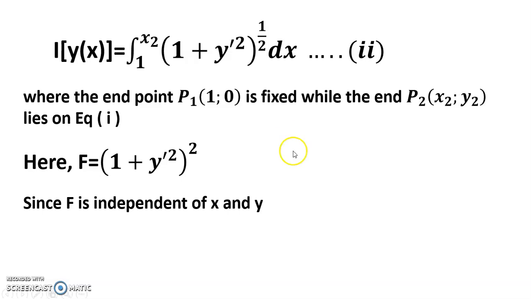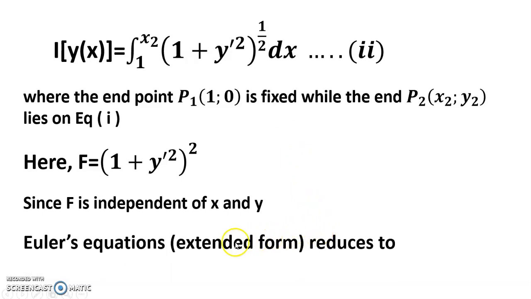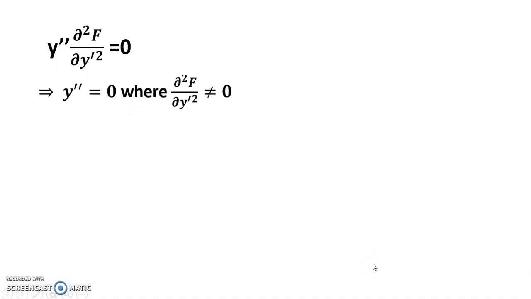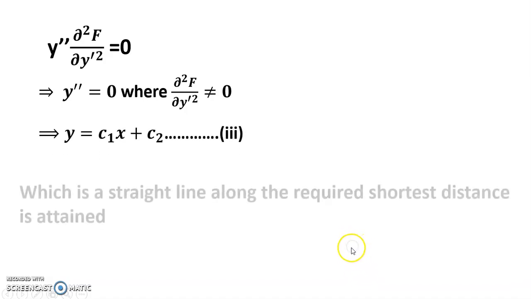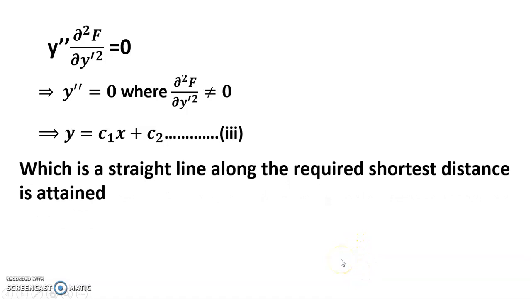So F is independent of x and y, and Euler's equation in extended form reduces to y'' ∂²F/∂y'² = 0. Since ∂²F/∂y'² does not equal 0, y'' = 0, so y = c1x + c2, which is a straight line along which the required shortest distance is attained. I hope friends it is clear.